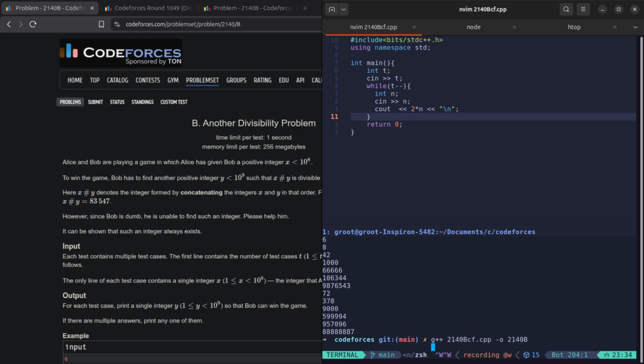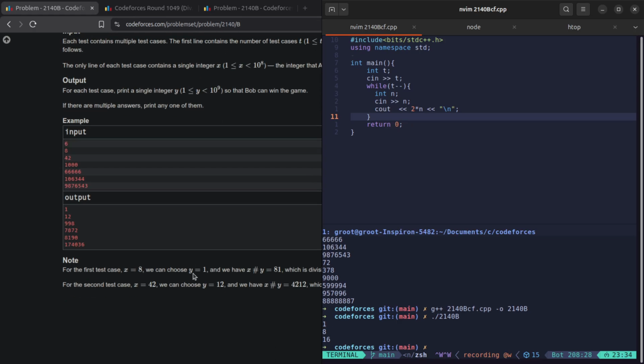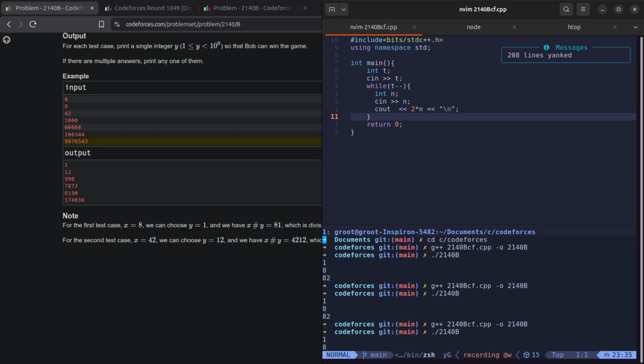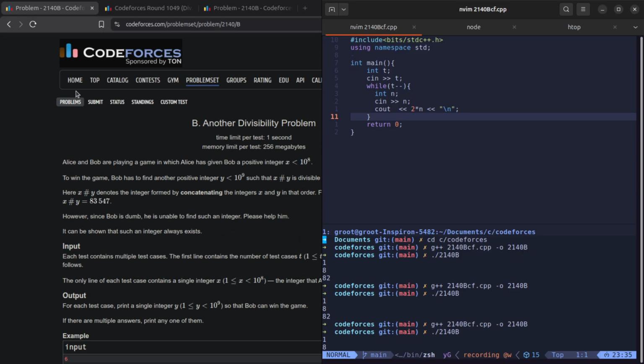So it's taking some time to compile. Yeah, it's compiled successfully. Let's see. Yeah, so the answer is correct. 16 is what I can say. It's not equal to 8, but if we concatenate and divide 816 by 16, it will be divisible. So it's correct. We can submit it also. It doesn't have to be the same as the sample, as you can see, it could be different.